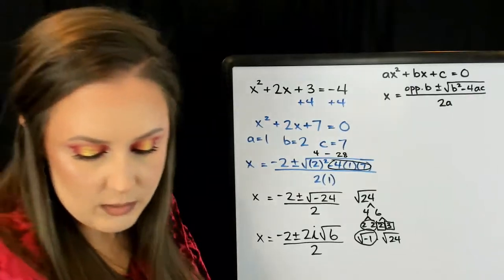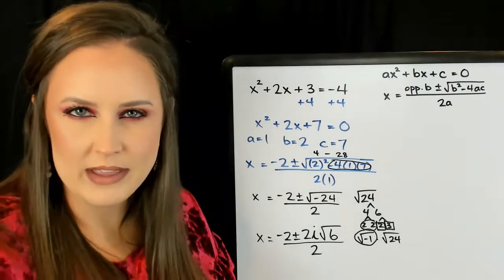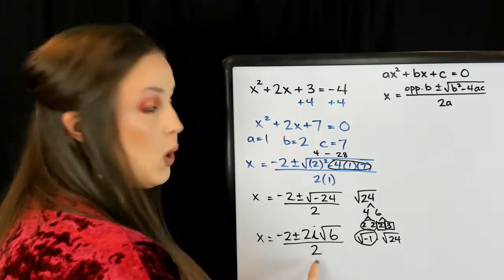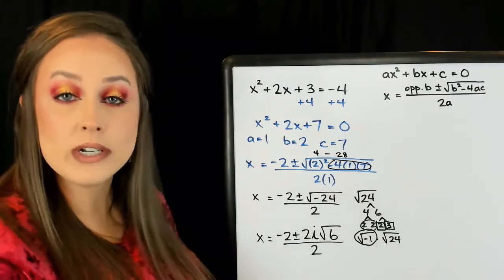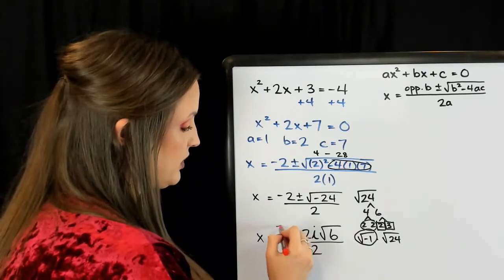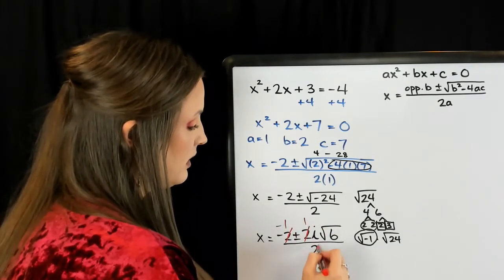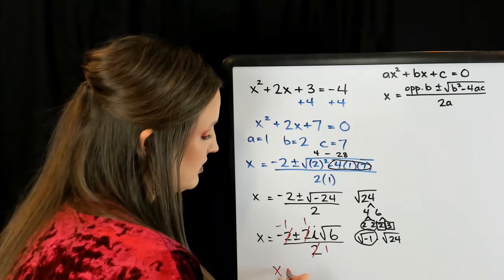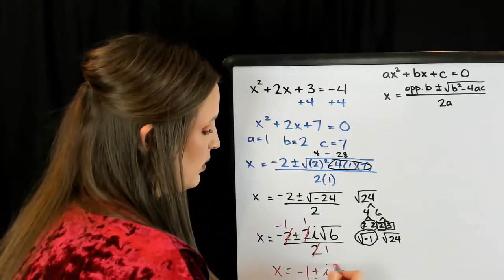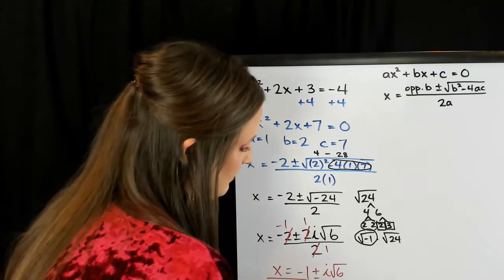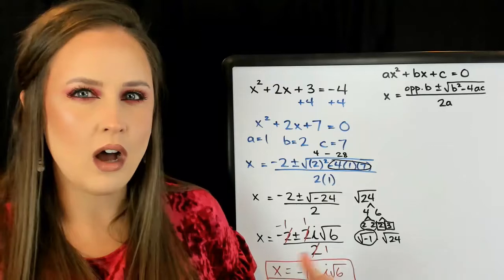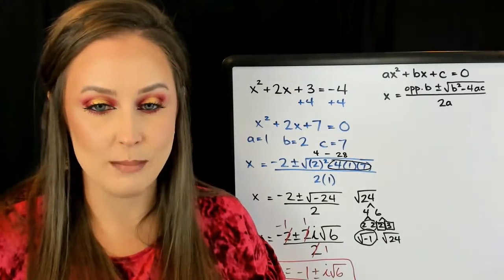Now, there are a couple ways to simplify this, but I'm just going to do it the quicker way that I showed you in my last video. And that is to divide all of the whole numbers by the exact same thing. So I'm going to divide them all by 2, reduce it down, and then we'll have our answer. So if we divide by 2, divide by 2, and divide by 2, our final solutions will be negative 1 plus or minus i root 6. Now, I'll tell you what that means on the next part when I talk about the discriminant.